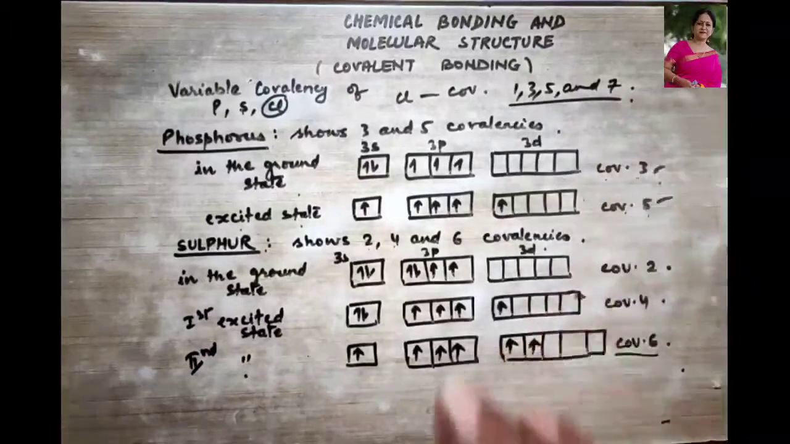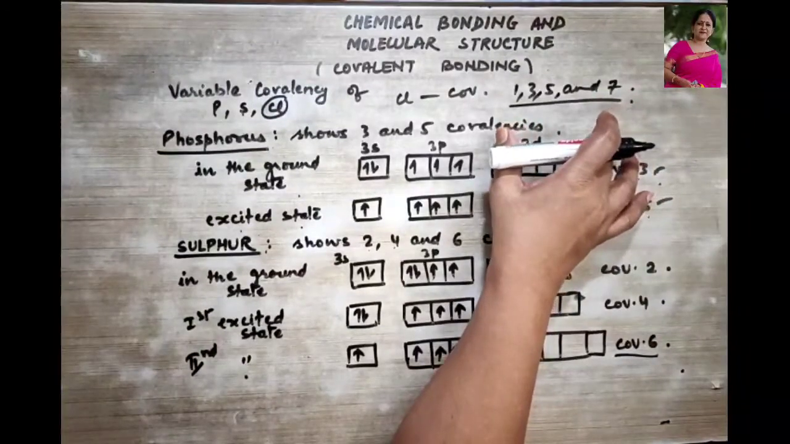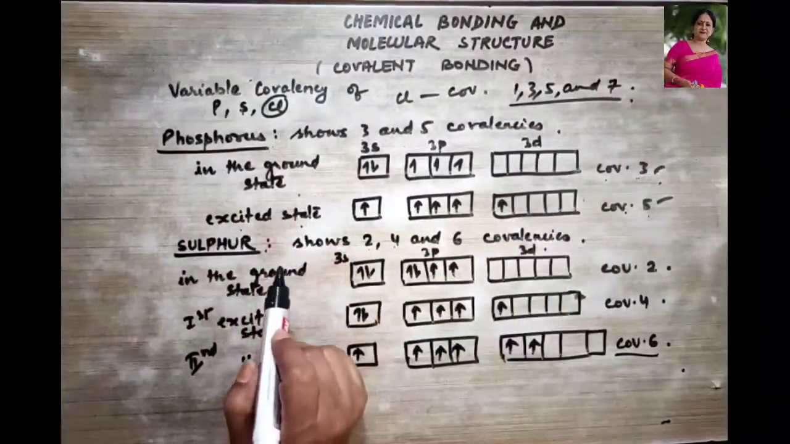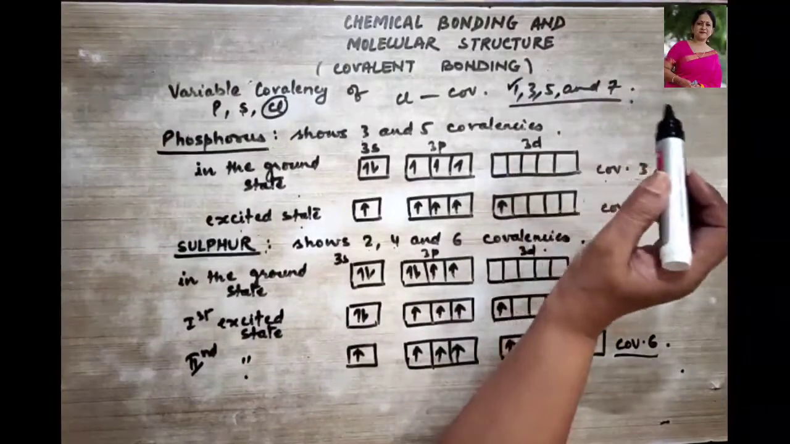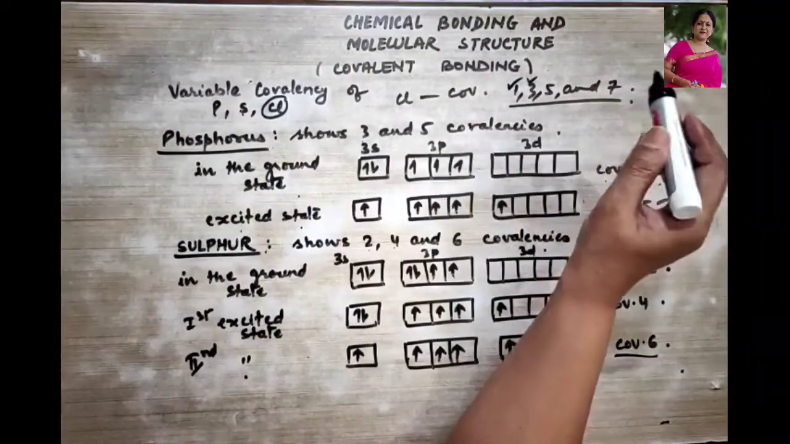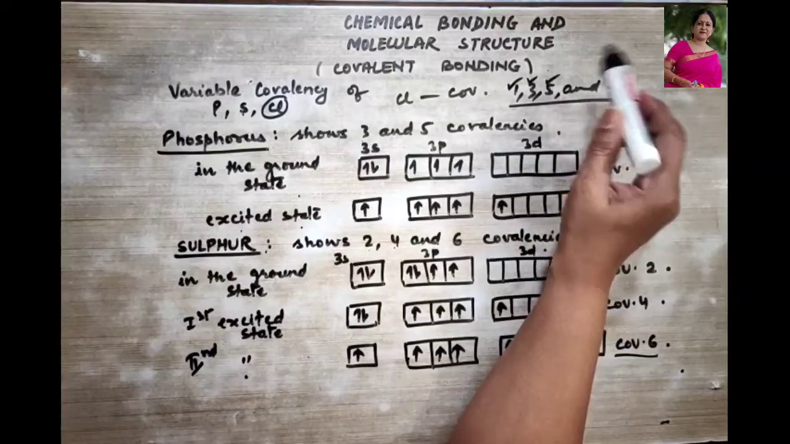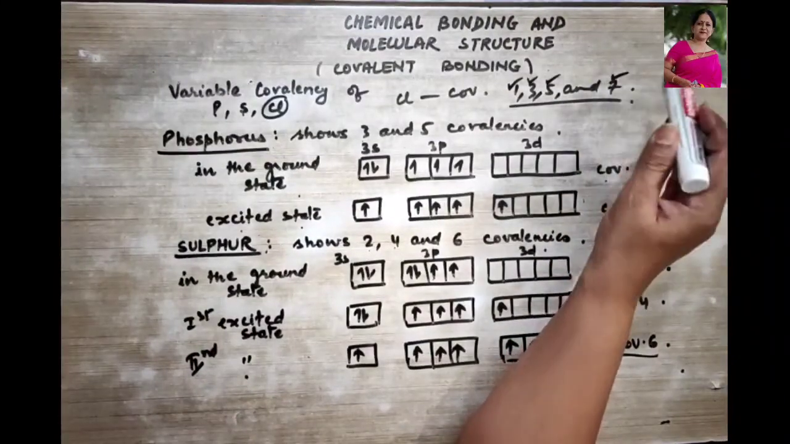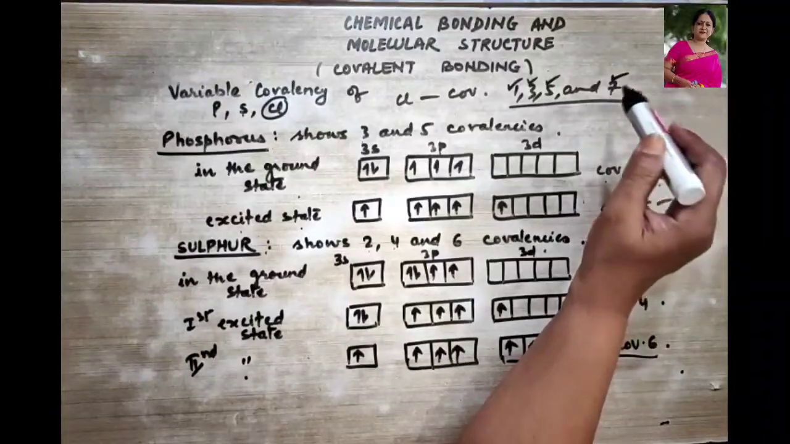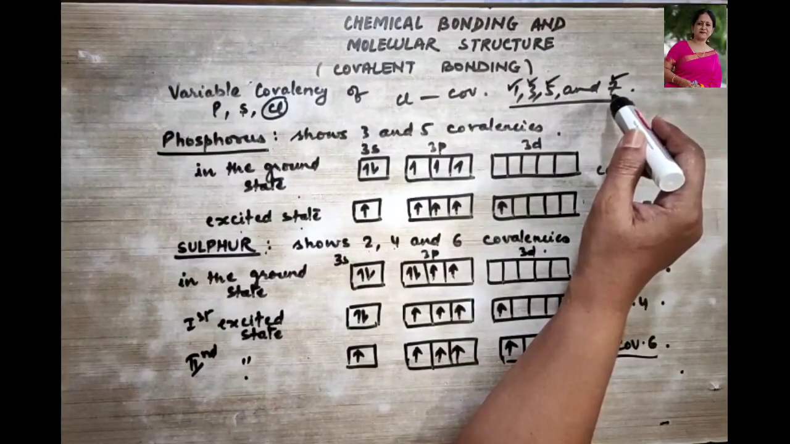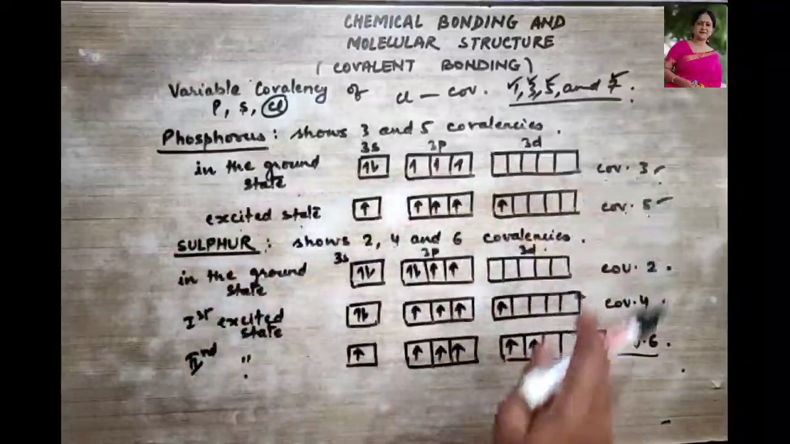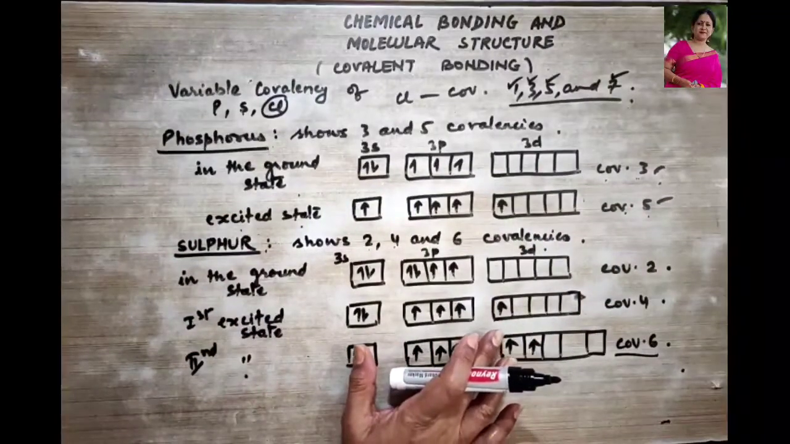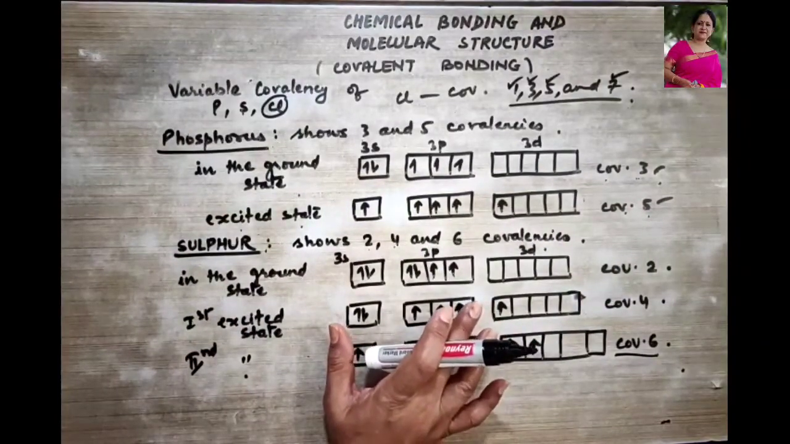So you are going to find out for chlorine: in the ground state you will get covalency 1, first excited state 3, second excited state 5, and in the third excited state you are going to get 7 as your covalency. So this you have to draw and do on your own to see how much you have understood.